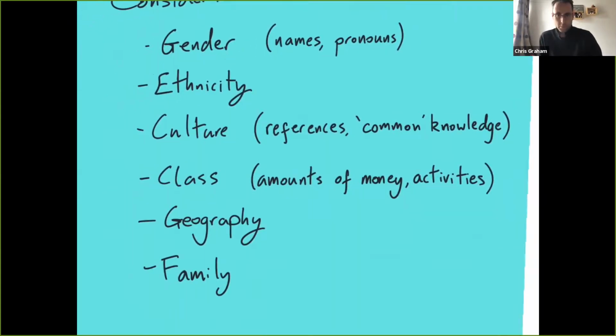Culture can be a barrier. If you use references to TV shows or films that students haven't seen, then they might miss something. You might think it's fun to set a question about Game of Thrones, but if the students don't get the references, that might make it a bit harder for them. Or there might be a really good reason why that student doesn't watch Game of Thrones.